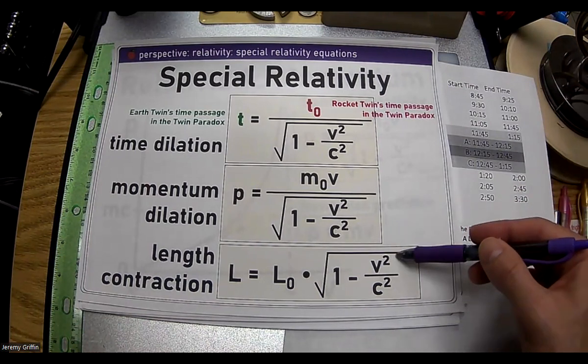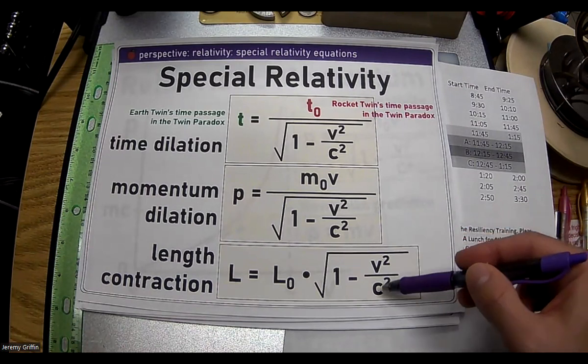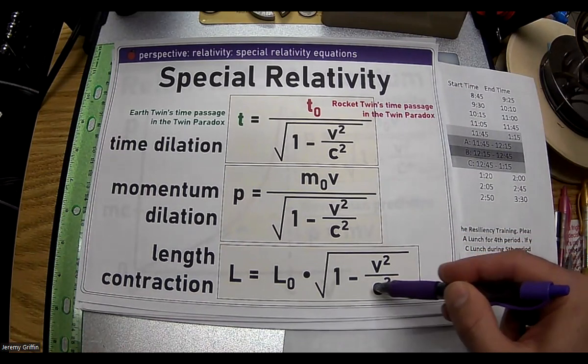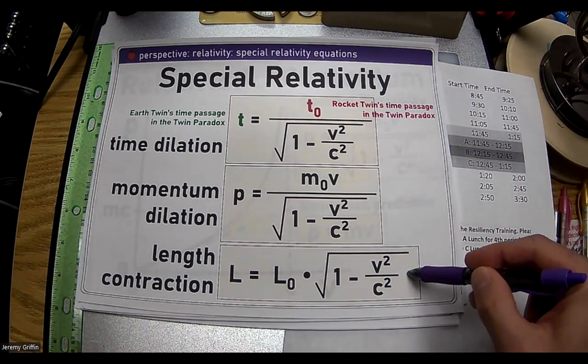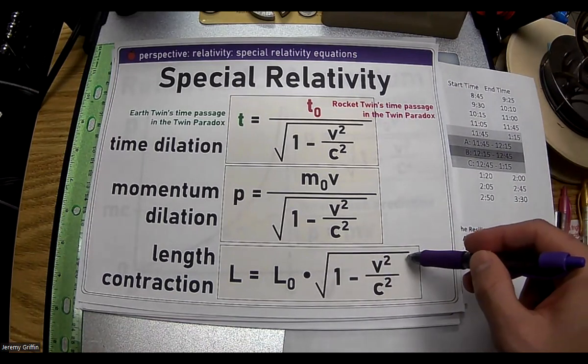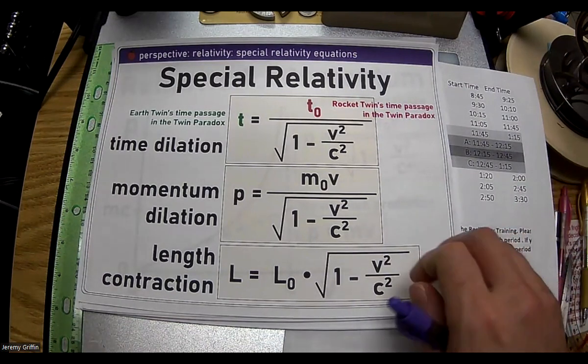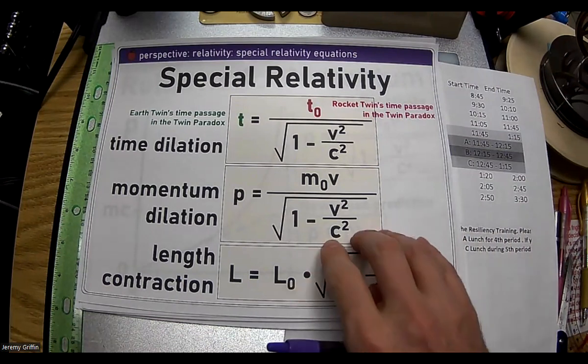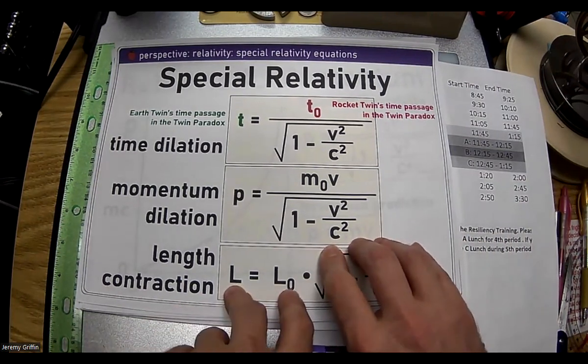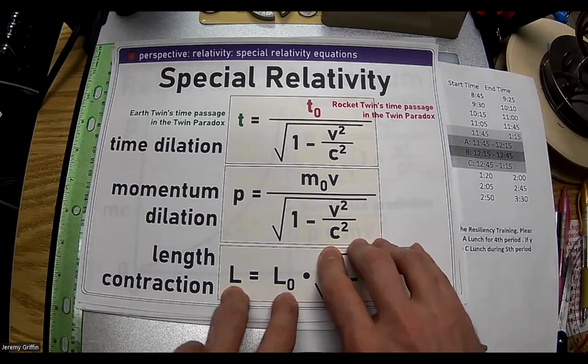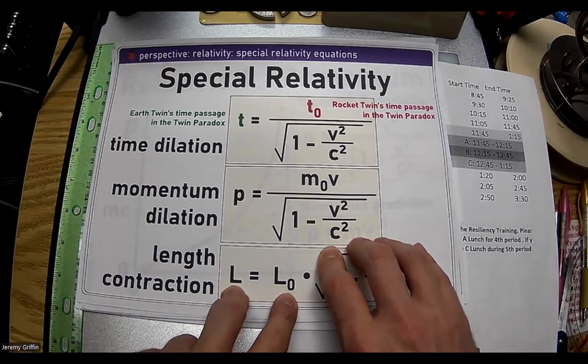Guys, what is 0 squared? 0 divided by c squared is 0. What's 1 minus 0? 1. What's the square root of 1? 1, right? And then L naught times 1 is L naught. So the length would be equal to the rest length. If nobody's moving, then everybody agrees on what the length of the ship is, right?